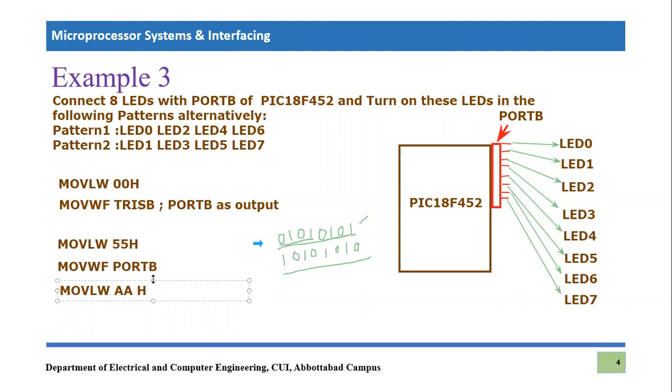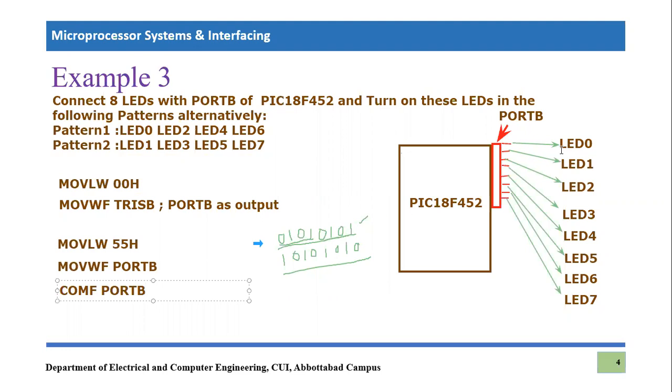But what else can you do? We can use another command which is called COMF, or complement file. Whatever file we have, port B is already sent with this information. Now we just have to complement the data. Whatever the bit was on, we have to turn it off, and whatever the bit was off, we have to turn it on. So we are complementing this file. What file? Port B. Whatever information is present on port B will be complemented.